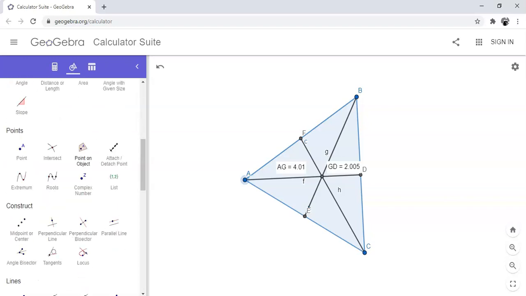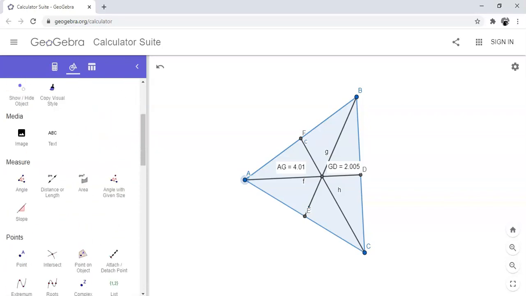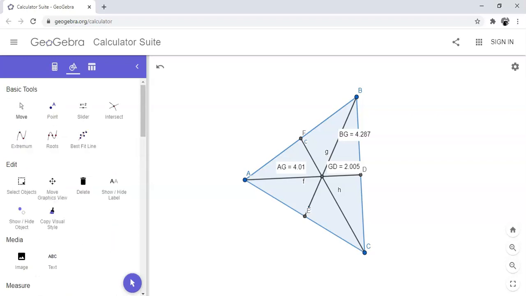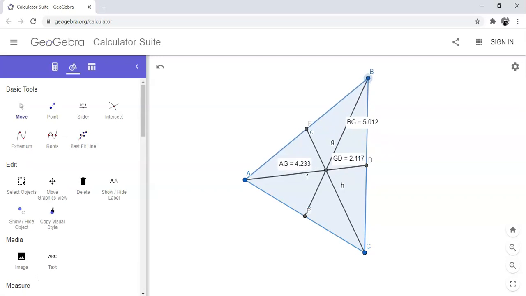So if I did a different measure, like from B to G, it's 4.2, 4.3. I'm going to change this just a little bit again to 5. What would the length of GE be? Well, it would be half of 5, so it would be 2.5. And then note that the whole segment is those two things added together.